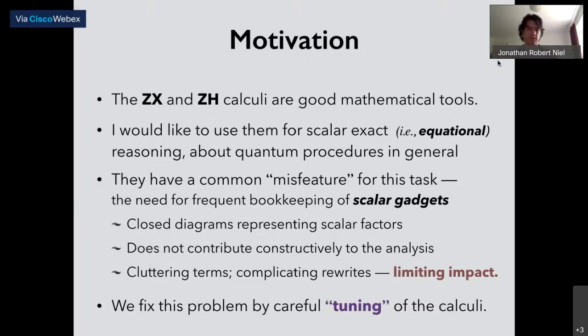Fortunately, it's small enough that you can fix it by just doing a little bit of careful tuning of the calculi. Now, I'm not going to talk an awful lot about what these calculi look like. If you want to see what they look like, you can just take a look at page 2 or 3. There are only 3 really important pages in my article, the second, the third, and the very last one. What I want to do is to convince you of the fact that there is a problem and to give you something of an outsider's look at what the ZX and the ZH calculi are like in order to motivate why this is something worth addressing.